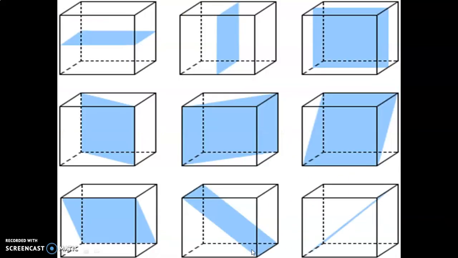For example, a cube: here we have 9 planes of symmetry represented. These planes bisect the cube and give equivalent parts of each other, and each part is equivalent to the other but not identical. Okay, here are 9 planes.